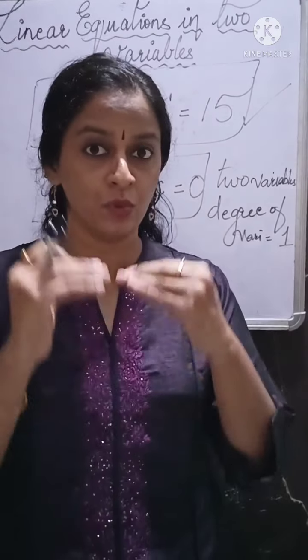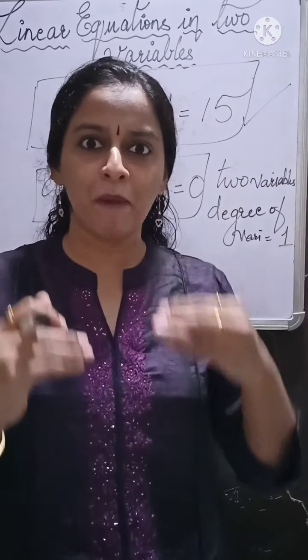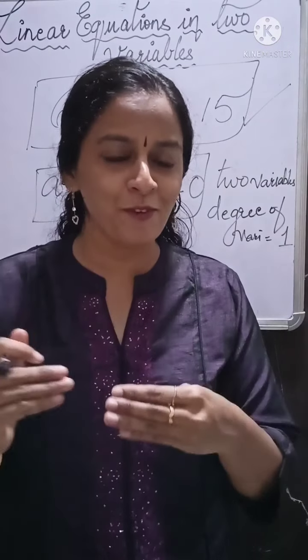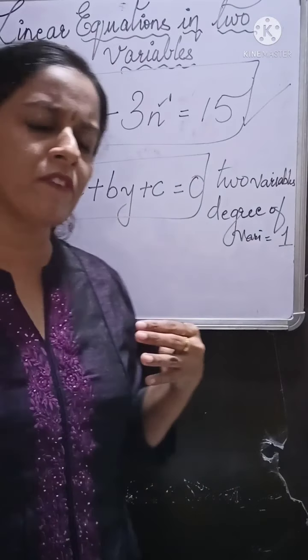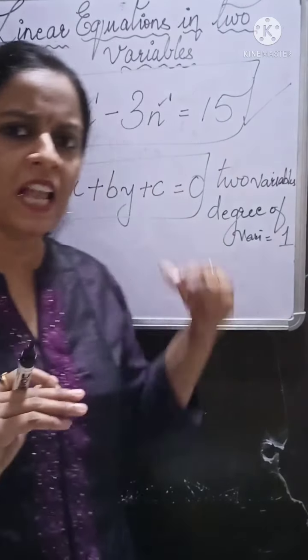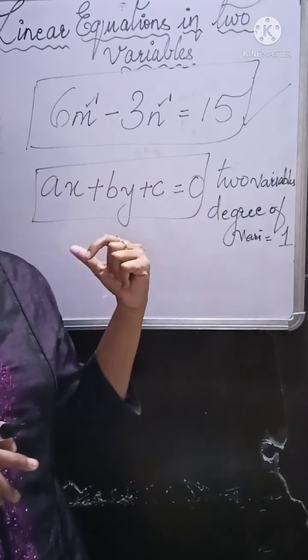Repeat with me. You are sitting in class, I am standing in front of you. Imagine yourself to be in school and then repeat with me. Come on. What is the general form of linear equations in two variables? ax plus by plus c is equal to 0.